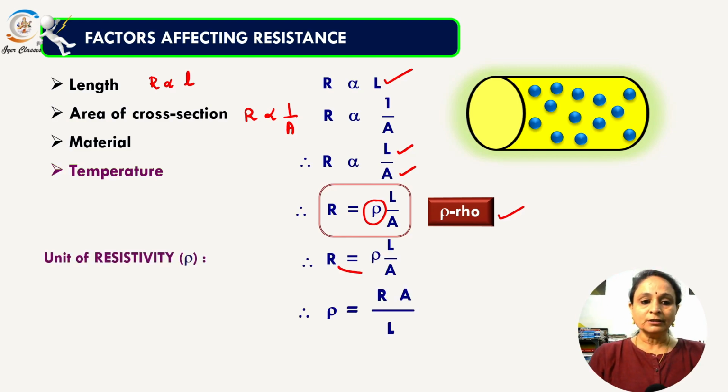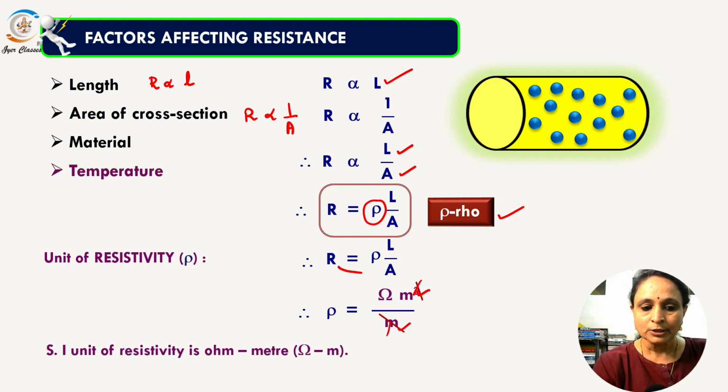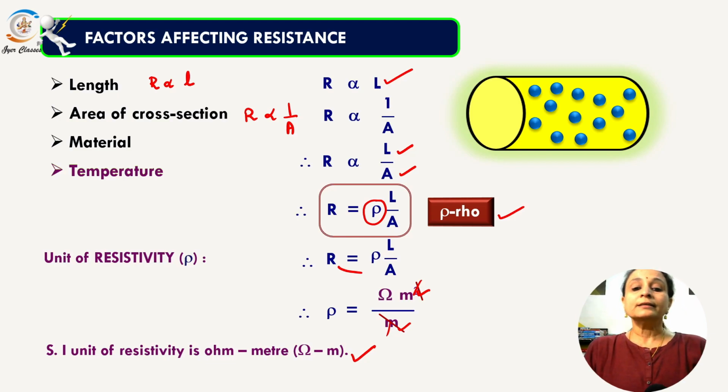Now let us find out the unit of resistivity. R I know is the resistance, A is the area, and L is the length. Now if I want to replace all of them by the units, we know resistance has a unit of ohm. What is area? Meter square. Length will be meter. Now cancel meter square and meter. What will you get? So the unit of resistivity is ohm meter in SI unit. Now we understood the factors which affect the resistance, and we also studied the unit of resistivity, which is ohm meter.